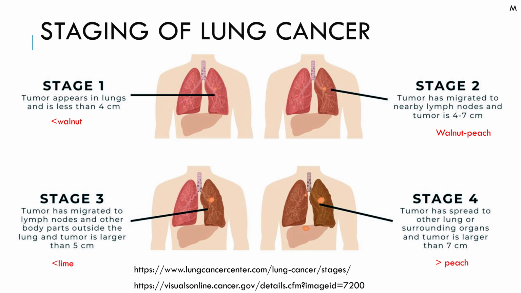In stage 2, generally the tumor has migrated to nearby lymph nodes, and in stage 3, it's already migrated to the lymph nodes and maybe parts outside the lung. And then stage 4 is when it's spread to other organs, or it's larger than that 7 centimeters.